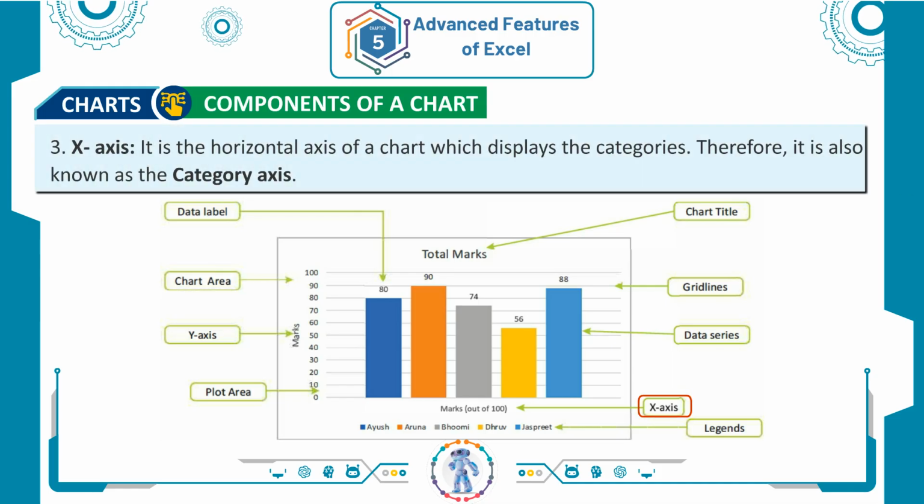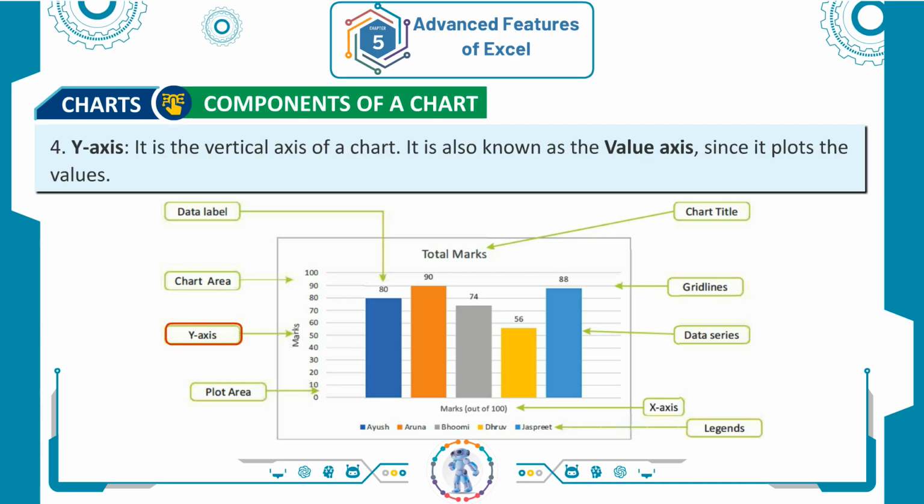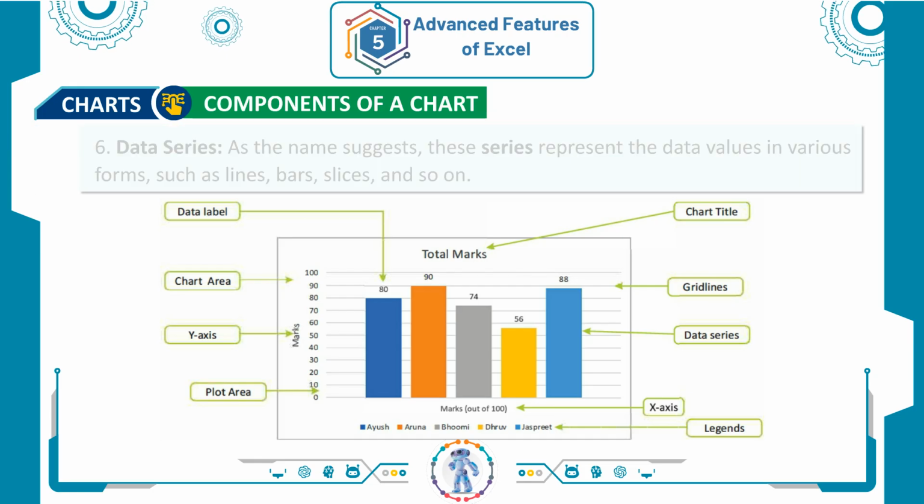3. X-axis. It is the horizontal axis of a chart which displays the categories. Therefore, it is also known as the category axis. 4. Y-axis. It is the vertical axis of a chart. It is also known as the value axis, since it plots the values. 5. Plot area. It refers to the rectangular space within the chart area. The plot area displays the actual data and is bounded by x-axis and y-axis.